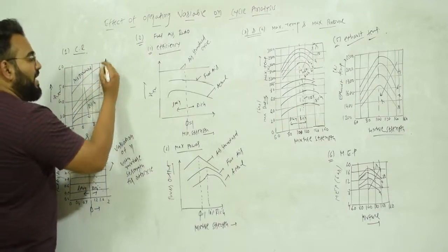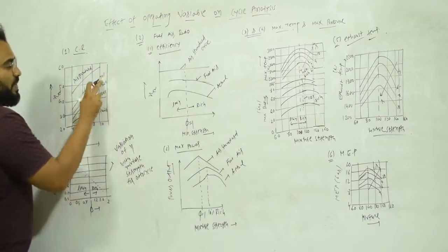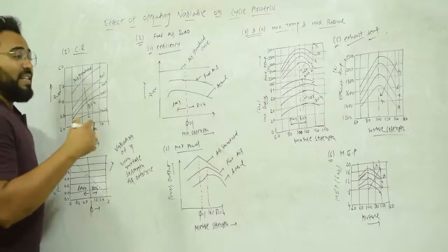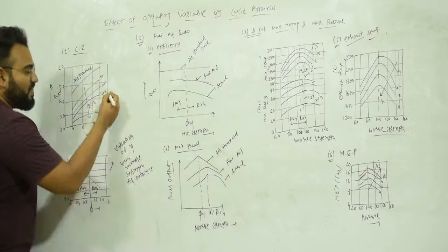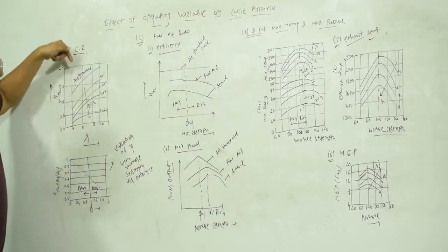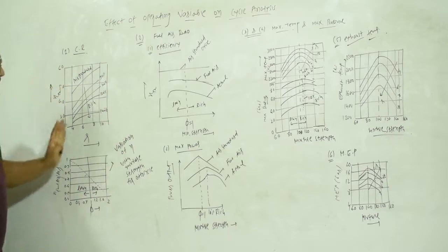If it is less than 100, then it is a lean mixture. So this is 90% lean, this is 100% correct. Then if it is more than what is exactly required, then it is rich. So 120% is a rich mixture, 140% is a rich mixture. As you can see, first we're going to see what is happening with the compression.